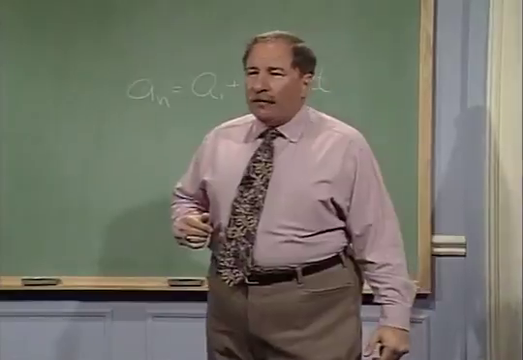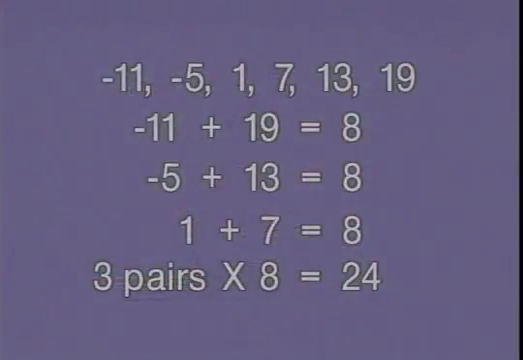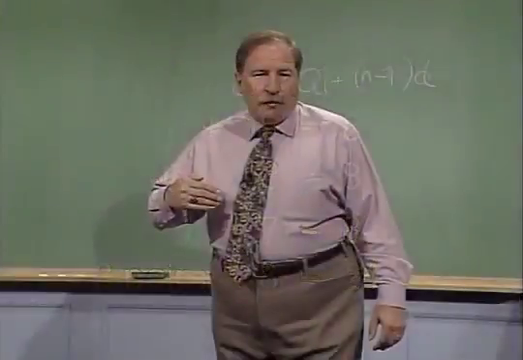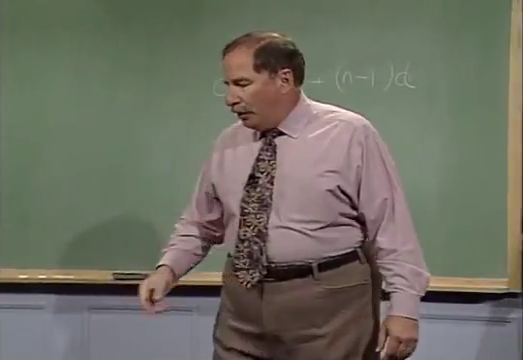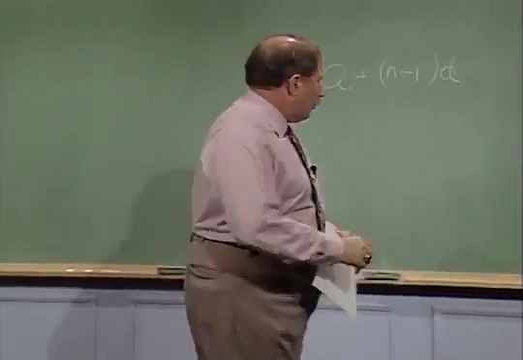And going back to our visual, this is an application of that. We know that negative 11 plus 19, the first and the last, equal 8. And negative 5 plus 13 equal 8, and 1 plus 7, the middle two terms, equal 8. We have 3 pairs times 8, each pair adds up to 8, equals 24. So, from this, we can get a formula for adding up the terms of an arithmetic sequence. Let's go to the board.